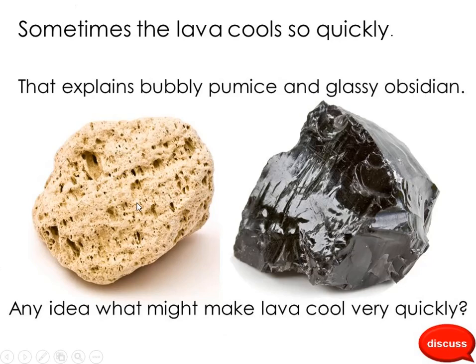Amazing. The left one trapped gas bubbles in it. And this one, the obsidian, cooled very slowly, so there are no gas bubbles trapped in it. The gas got enough time to get out of the lava before it hardened. Okay, this is the bubbly pumice and the glassy obsidian.